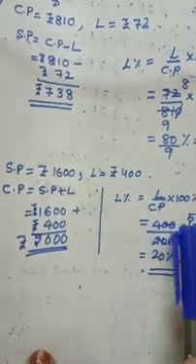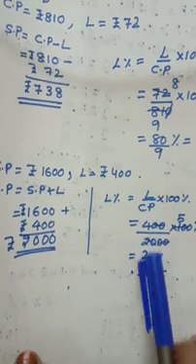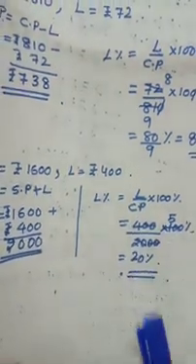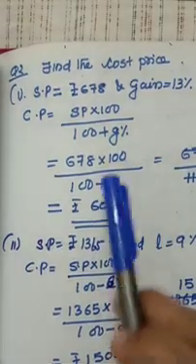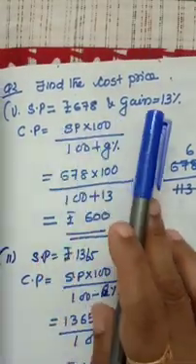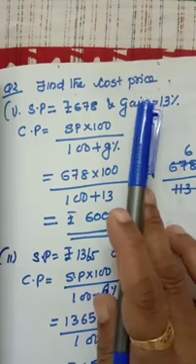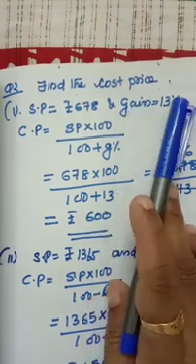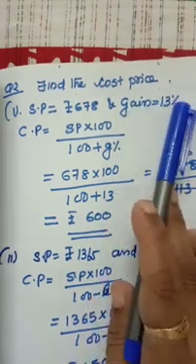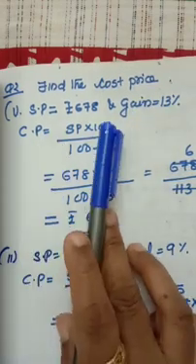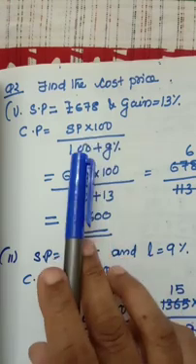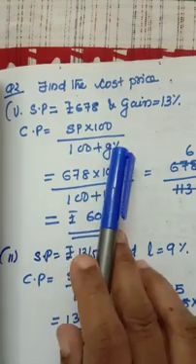Okay. After that, you find out the loss percentage: loss divided by CP. By cutting, you will get 20% as the answer. Question number 2, find the cost price. SP is given, gain percentage is given. Only "gain" is written, but the value has the percentage sign, meaning gain percentage is given. So the formula you know: CP equals SP into 100 divided by 100 plus gain percentage.